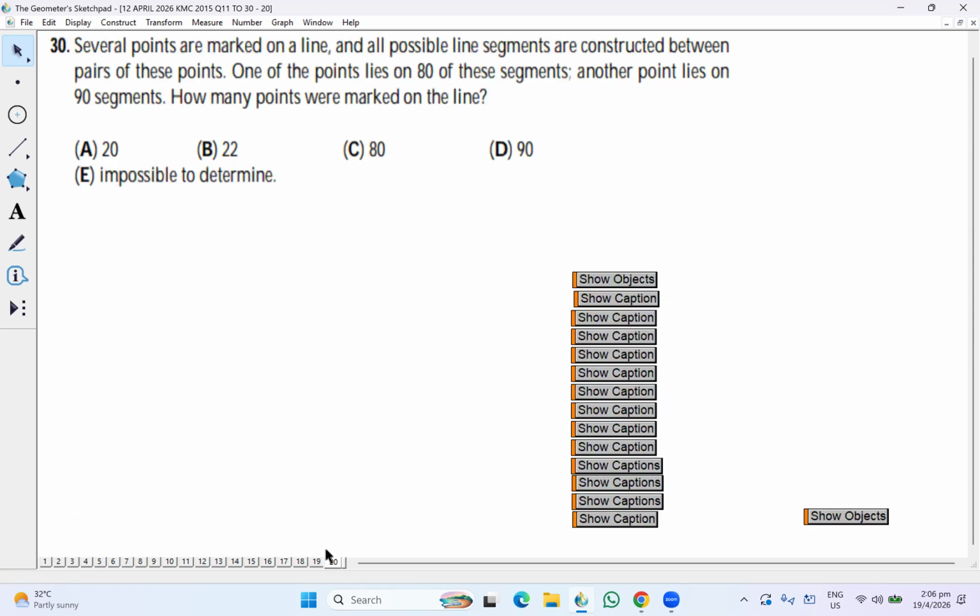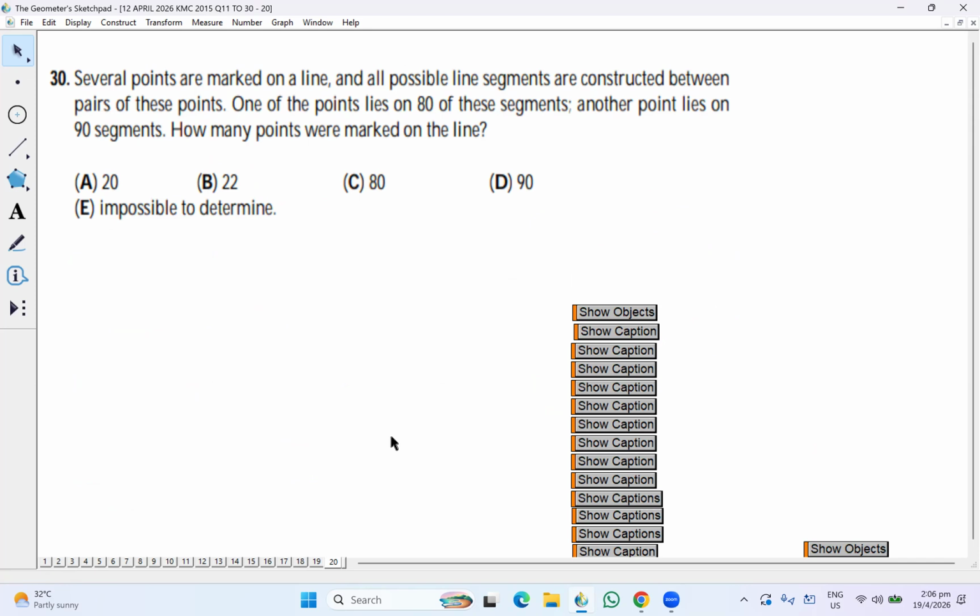Question 30. Several points are marked on a line, and all possible line segments are constructed between pairs of these points. One of the points lies on 80 of these segments. Another lies on 90 segments. How many points are marked on the line? So we have two special points. One point lies on 80 segments, and another point lies on 90 segments.